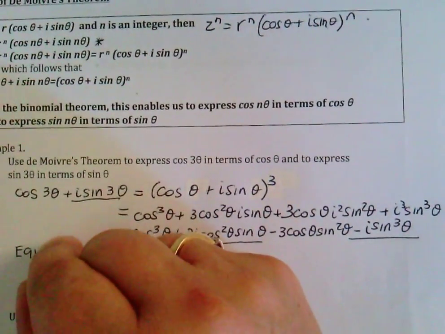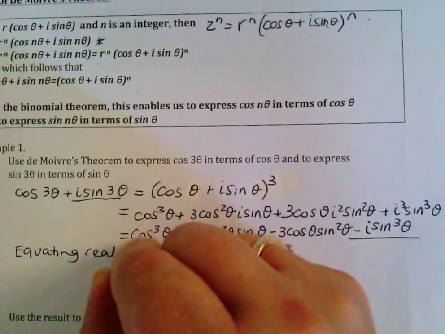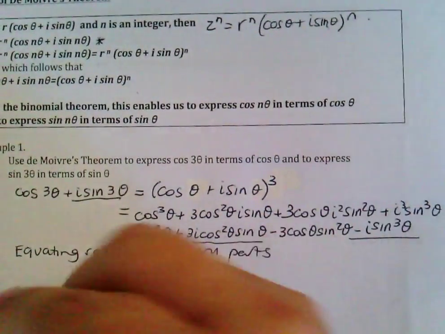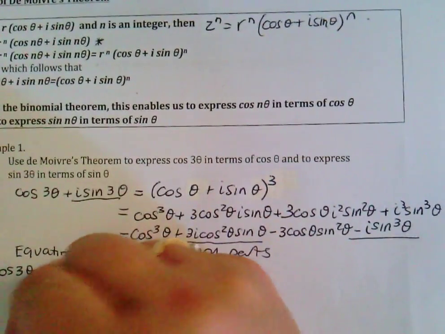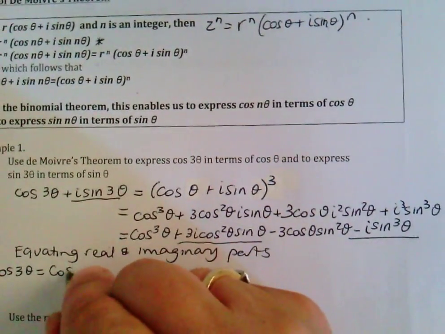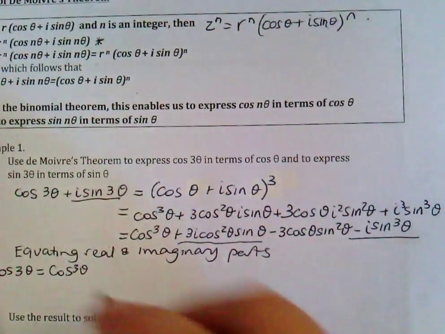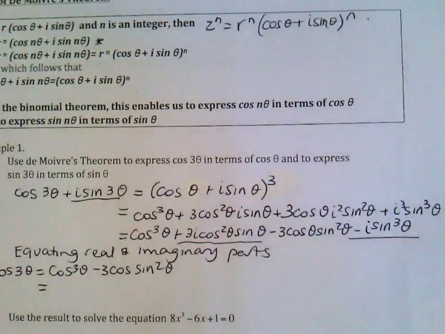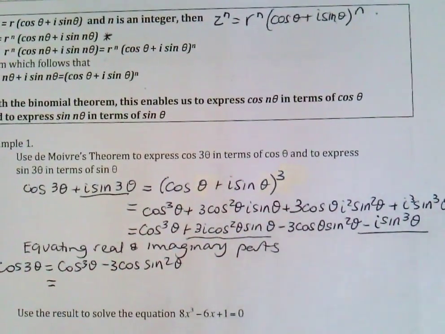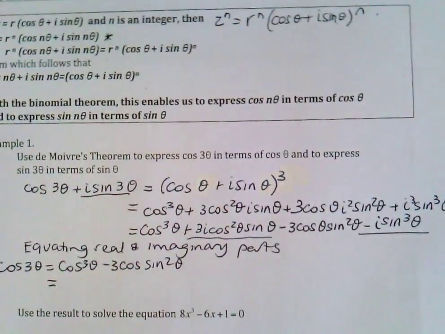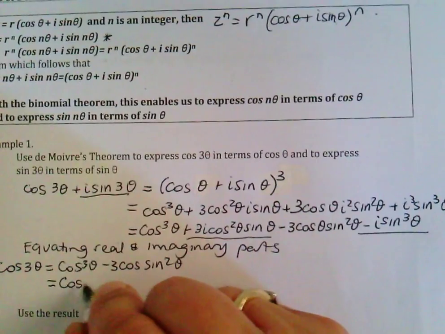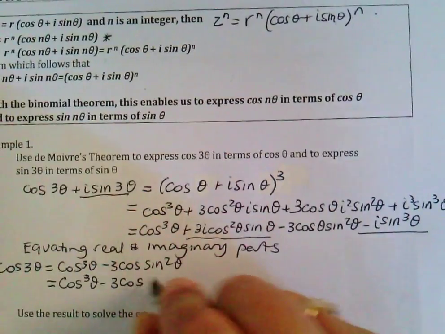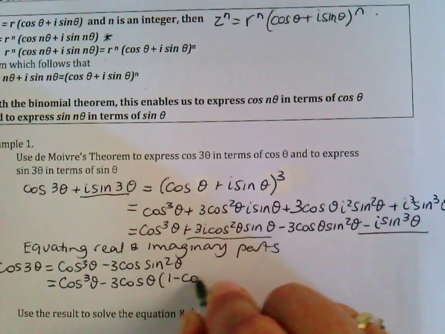So therefore, equating real and imaginary parts, we have that cos 3 theta equals cos cubed theta minus 3 cos theta sine squared theta. And remember we're trying to get this all in terms of cos theta, so we just replace our sine squared theta with 1 minus cos squared theta. So it's cos cubed theta minus 3 cos theta, 1 minus cos squared theta.